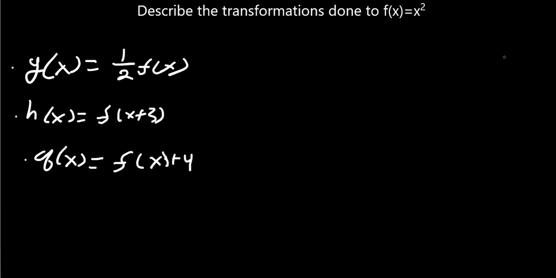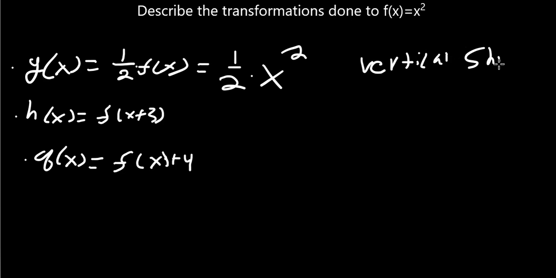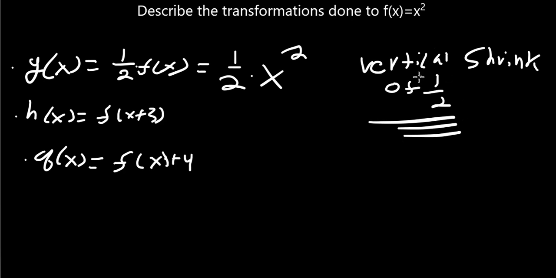Now we want to describe the transformations done to f of x. In this case, we have g of x, which equals 1/2 times the function f of x. This is going to be a vertical shrink of 1/2, but a good way to see that would be to replace f of x and substitute in x squared. So this will be 1/2 times x squared. So this looks like a vertical shrink of 1/2. And it's always very important for you to tell me what the shrink or stretch is of. It's not enough to just tell me that there is one, you have to tell me what the amount is. So the amount is 1/2.